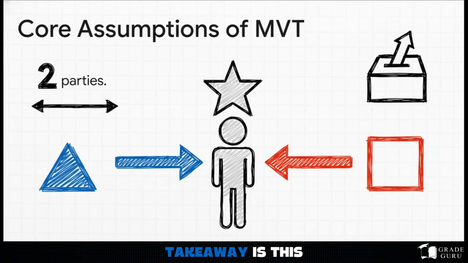So the crucial takeaway is this. If we assume parties are just rational actors trying to get as many votes as possible, the theorem predicts they will both shift their platforms towards the political center. Why? To capture that all-important median voter who sits right in the middle.